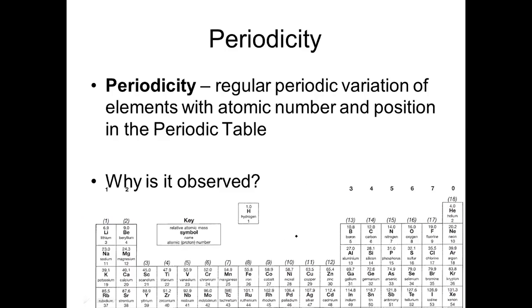So that's periodic variation. That means that across the period, the properties change, but they repeat themselves in the next period, right? That's why in one group, elements are similar to each other, but across the period, the properties change as you go along. Why do you think that is?